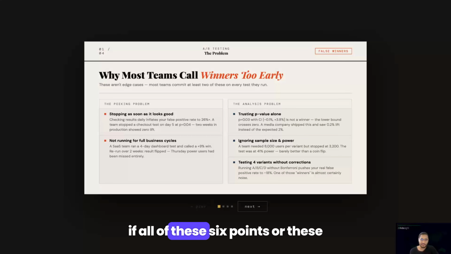If all of these 6 points on the checklist are ticked, then you can take a decision and then you can call it. Then you can ship your variant or stick with control.